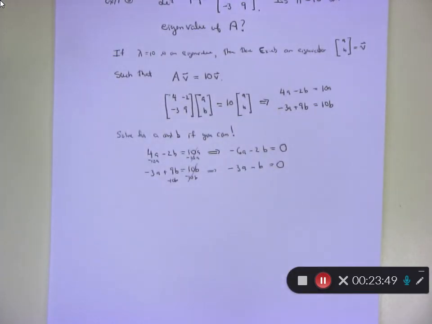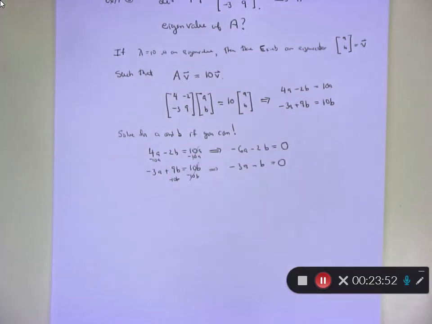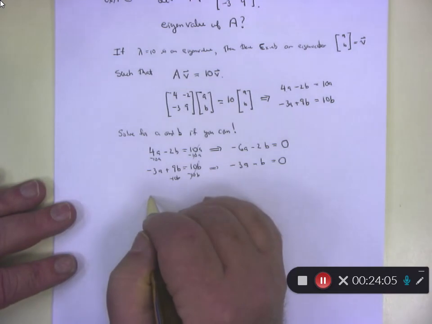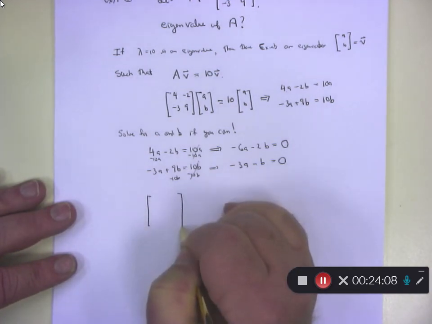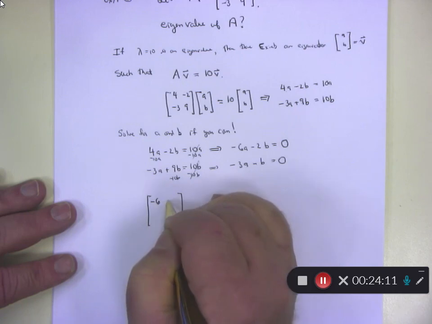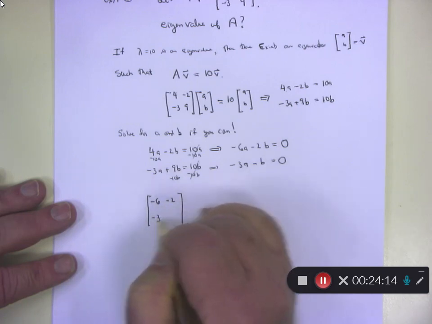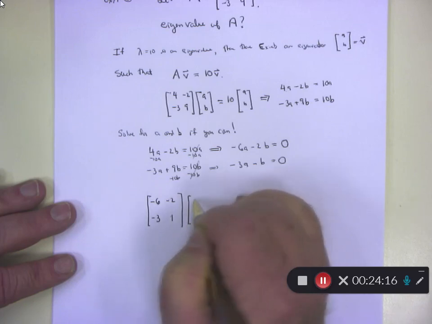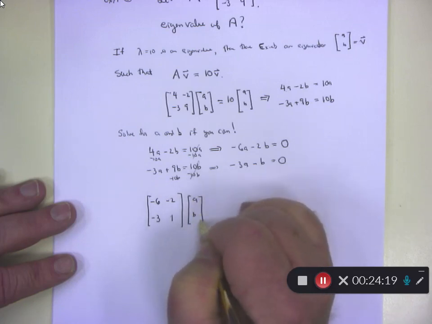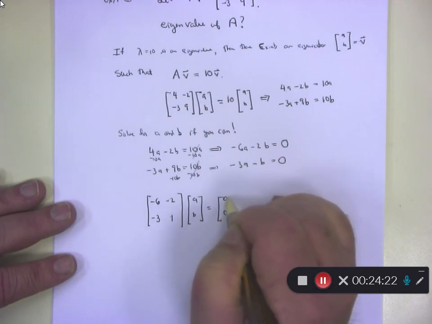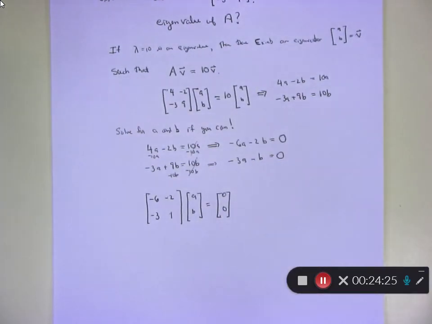Does that make sense? Now, how would you solve this? Okay, this is 2 by 2. You can go back to the 9th grade and do substitution of equations if you want to. But we are in linear algebra class in college, so let's use linear algebra. I'm going to rewrite this guy as a matrix. Now is -6, -2, -3, 1 times A, B, right? And it will be equal to 0, 0. Now you feel better about it? Good. How would you solve for A and B on this guy?